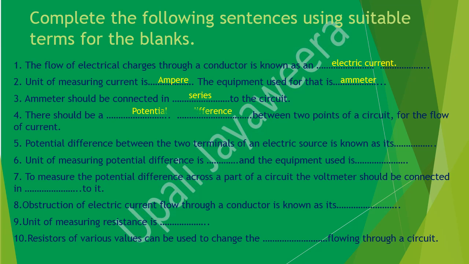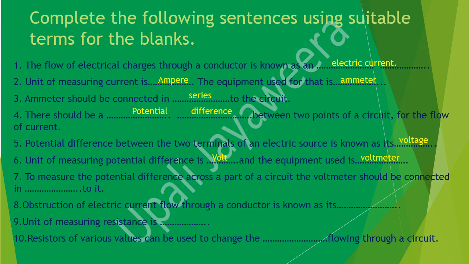Number 4. There should be a potential difference between 2 points of a circuit for the flow of current. Number 5. Potential difference between the two terminals of an electric source is known as its voltage. Number 6. Unit of measuring potential difference is volt and the equipment used is voltmeter.